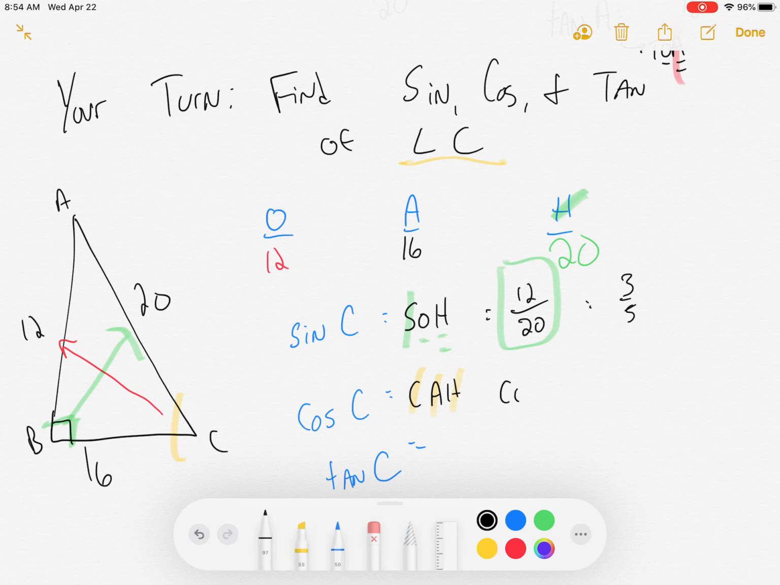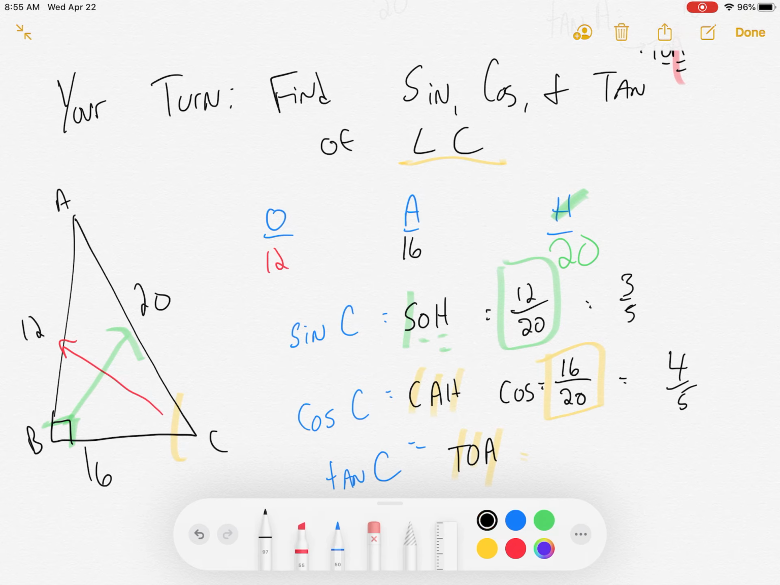Cosine, the mnemonic device, is CAH. In other words, cosine is adjacent over hypotenuse. So cosine equals, what's our adjacent value? Adjacent is 16 over hypotenuse is 20. This reduces down to 4 over 5, but again, more concerned with, did you get 16 over 20?